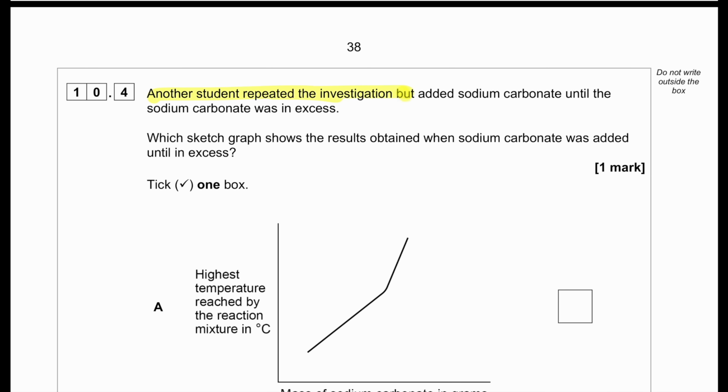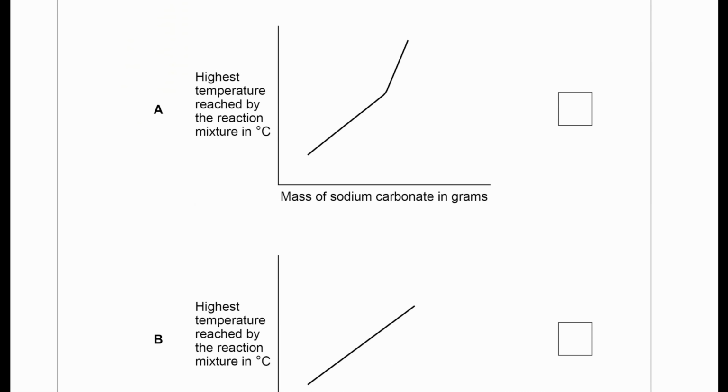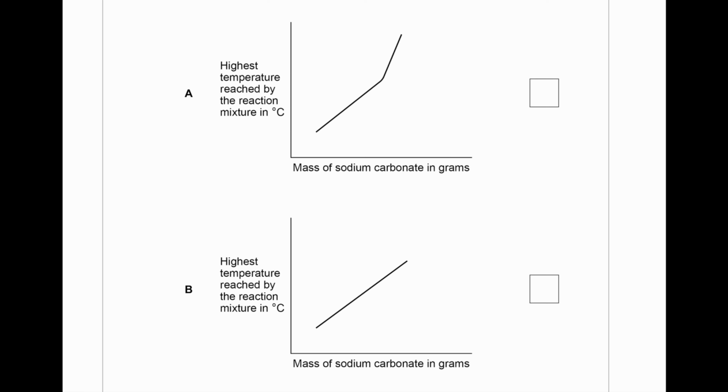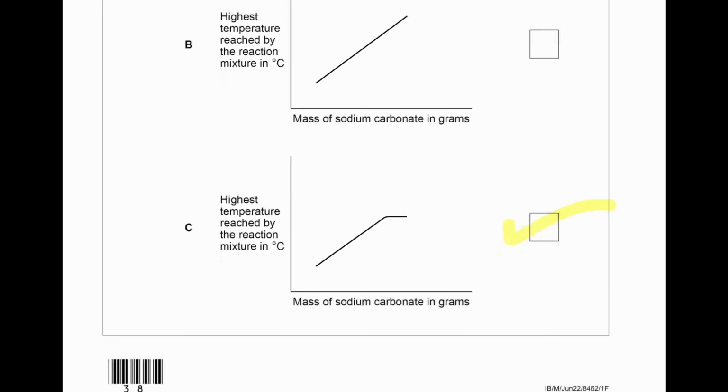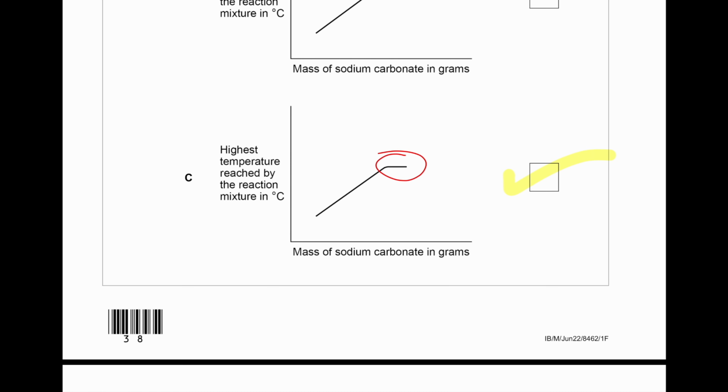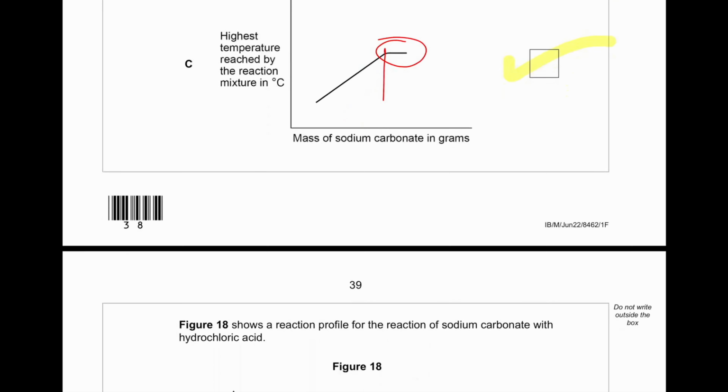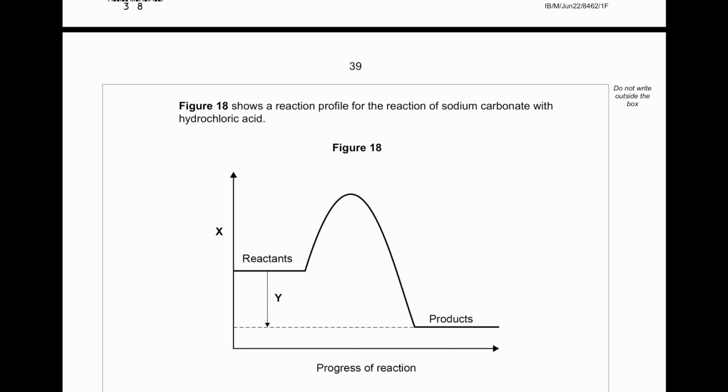Another student repeated the investigation but added sodium carbonate until the sodium carbonate was in excess. Which sketch graph shows the result obtained when sodium carbonate was added until in excess? So the highest temperature reached and plateaued. So it should be C, because at this point the reaction has stopped because the sodium carbonate was in excess, so there was no more increase in temperature.